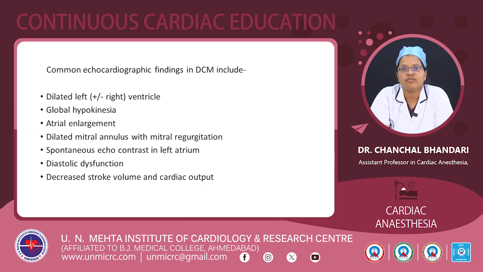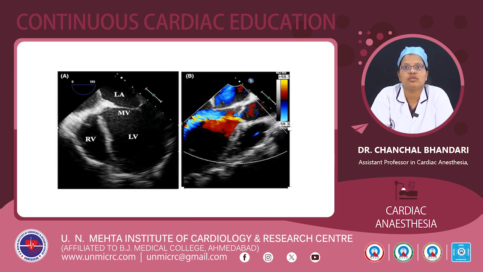So the common echocardiographic findings in dilated cardiomyopathy include the dilated left or right ventricle, global hypokinesia, atrial enlargement, dilated mitral annulus with mitral regurgitation, spontaneous echocontrast in the left atrium, diastolic dysfunction, and decreased stroke volume and cardiac output. So this is a dilated cardiomyopathic picture. The LV is too much dilated. Here the LV looks globular rather than spherical. And there is a dilatation of the mitral annulus leading to mitral regurgitation. This is how the echo looks.